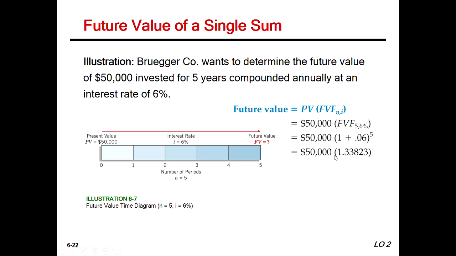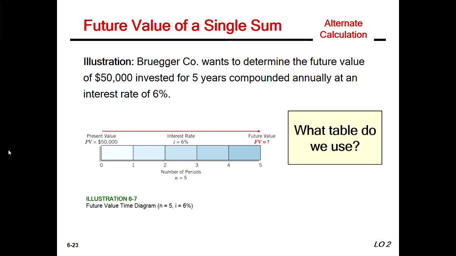And then what we do is we multiply our principal, that 50,000, times the future value factor. And that gets us $66,912. So they invest $50,000 right now, and they're investing it for 5 years at compound interest. Interest rate is 6% a year. It's compounded annually. At the end of those 5 years, they will have $66,912.